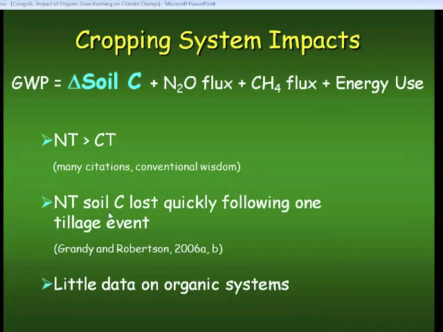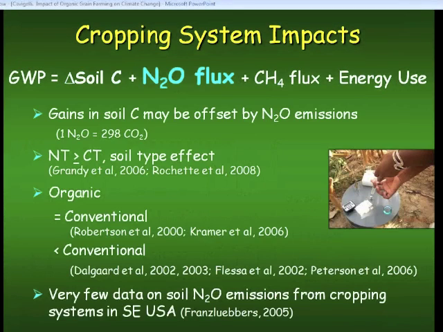However, the carbon that's stored in a no-till soil is stored at the surface of the soil, and because of that, that carbon can be lost after some tillage, and there's some evidence that the carbon stored in no-till soils is stored only if you do continuous no-till. And so the point I'm trying to make is that the carbon in a no-till soil is susceptible to loss following tillage. There's not that much data on organic systems. The data that are out there indicate that organic systems might have higher soil carbon than conventional systems, but there's very few data comparing organic systems and no-till systems, for example.